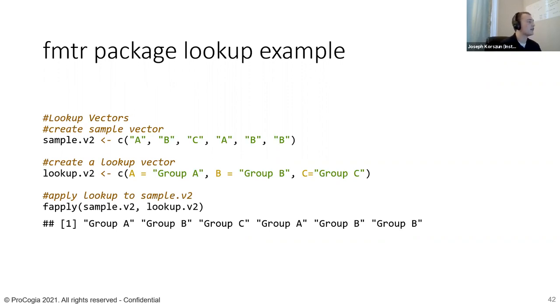So we're going to take our lookup V2 example, and again concatenate all these arguments using our C function. We're going to define the legend that we have. In this example, A is now equal to group A, with a space between group and A. Same thing for B and C, so group B, group C. Now we're going to apply that lookup to the sample vector that we originally created using the fapply function. So we can see we have fapply, we took our sample V2 vector, and then we apply the lookup function that we have, and it'll generate the output automatically for you right there.